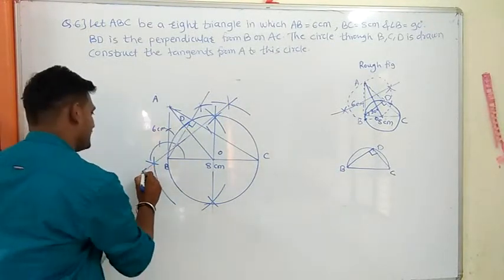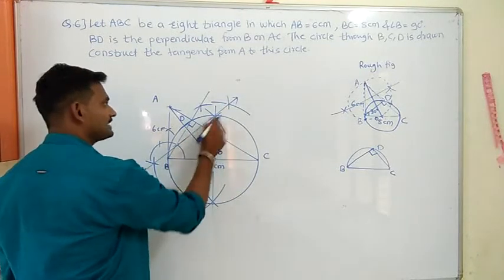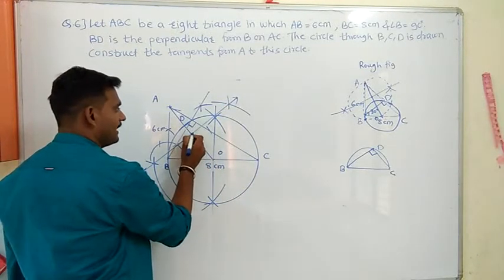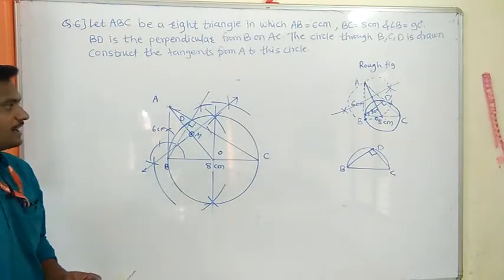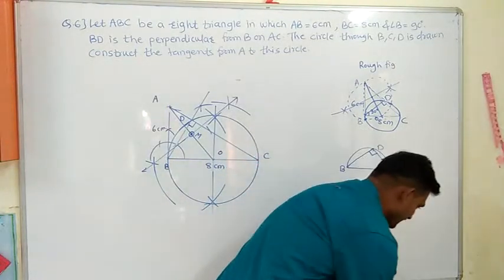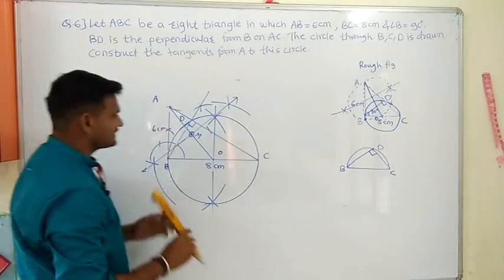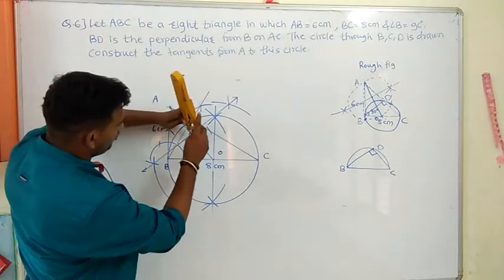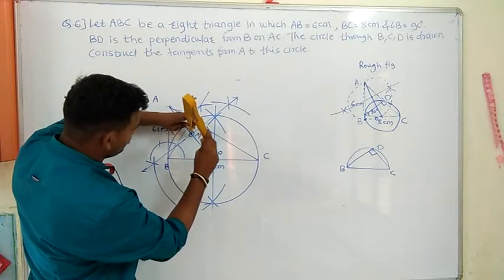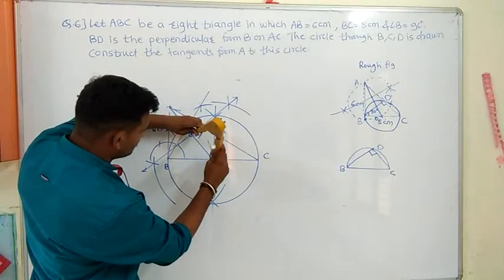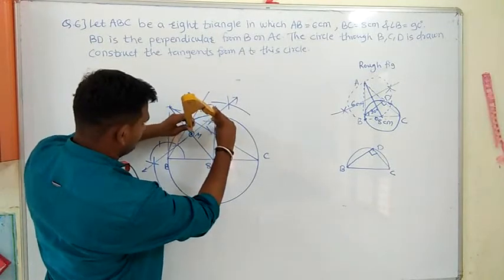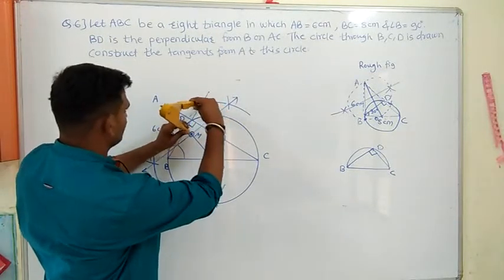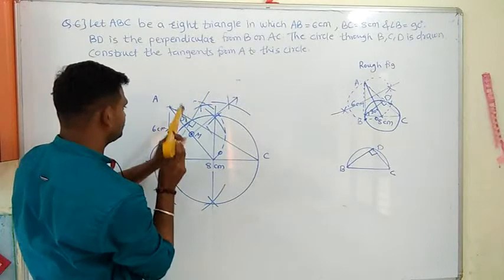And where this line intersects AO at this point, mark this point as M. Considering M as the center, take the distance OM in the compass and draw a circle. See here, I am drawing this circle, a dotted circle.